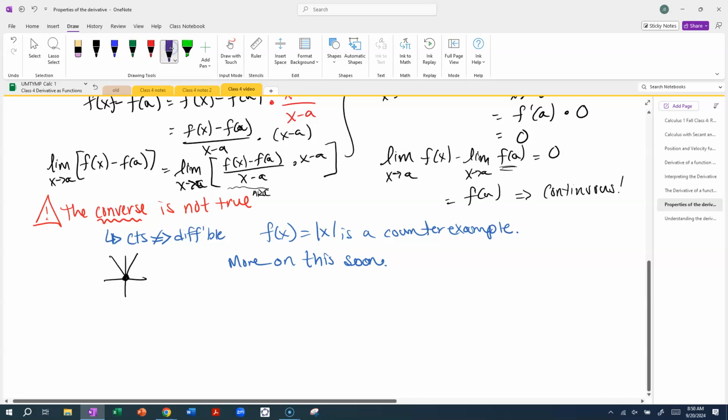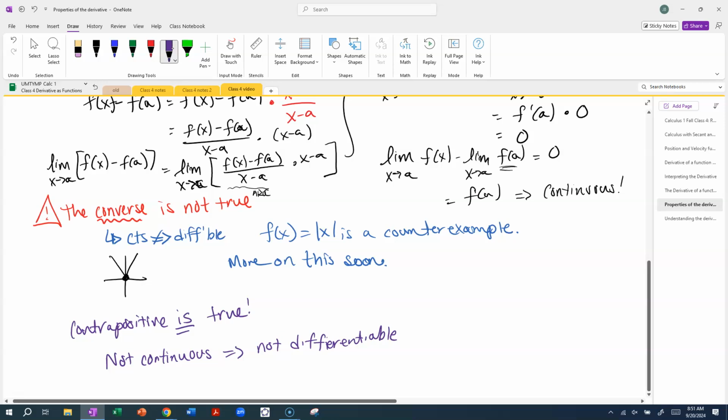It is, however, true that if we look at the contrapositive, and I'll write it out, that is true. And what this would say is not continuous, and I sometimes abbreviate continuous as CTS, not continuous. If we know it's not continuous, then it's not differentiable. And you're kind of like, well, duh. You can probably think of a graph that is discontinuous, and then would that mean that it's not differentiable? Yeah.